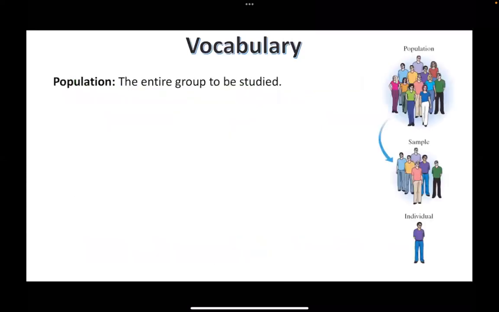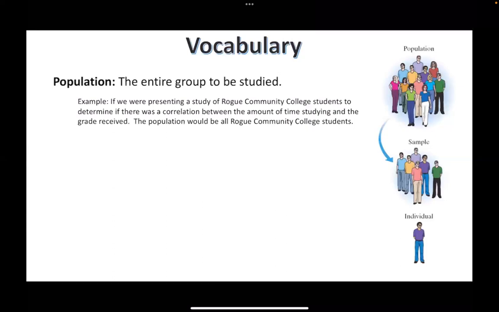All right. So start with the basics. A population is the entire group we are studying. So it is the entire group. So if I was doing a study about, if I took a sample, took 500 American voters, and I was trying to see how voters were going to vote, the population would be US voters or American voters. And the example here is if we were going to be presenting a study of RCC students to determine if there's a correlation between the amount of time studying and the grade received, the population would be all RCC students.